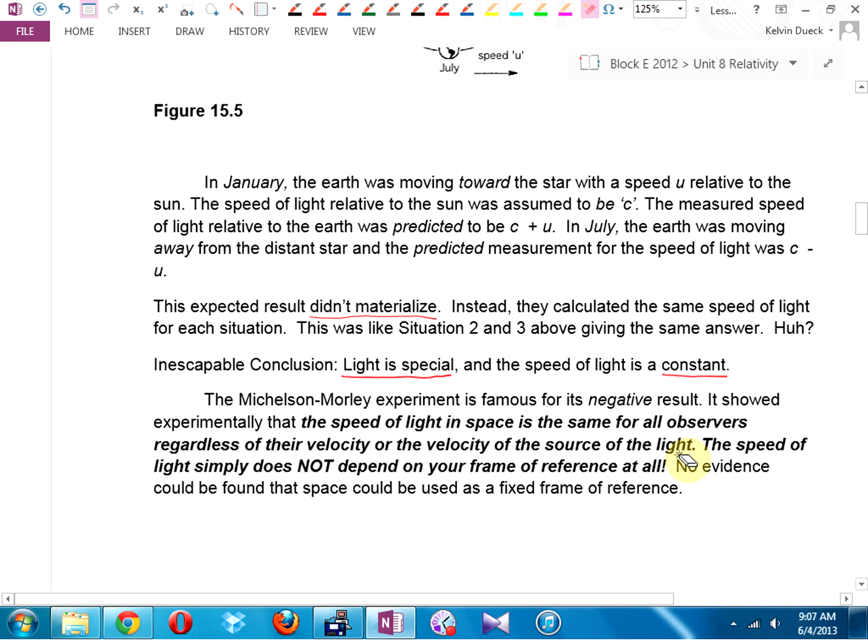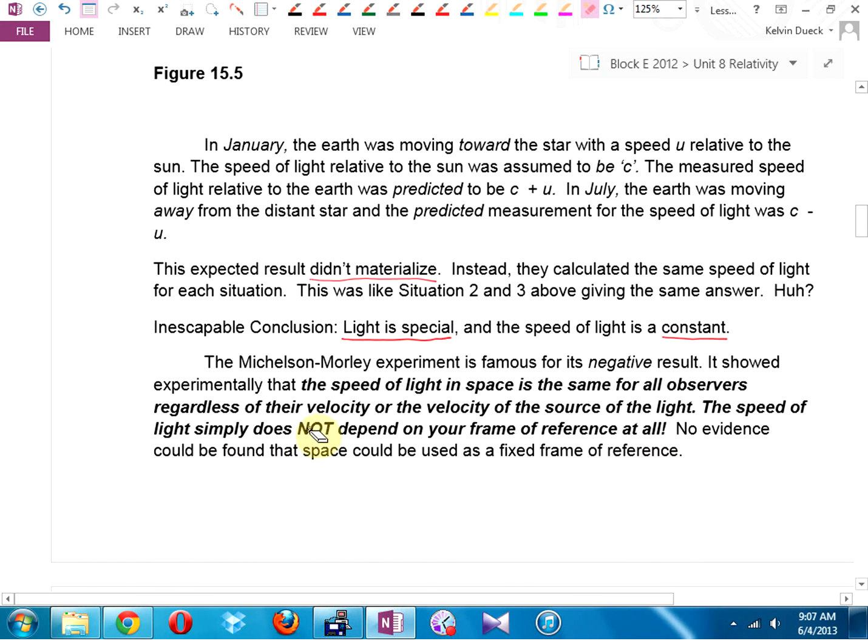Whether we have the pickup truck moving away or towards, or whether we have Sam running towards or running away, if we're talking about light, you get the same answer no matter what. The speed of light simply does not depend on your frame of reference at all. No evidence could be found that space could be used as a fixed frame of reference. And this is why this is called the theory of relativity.